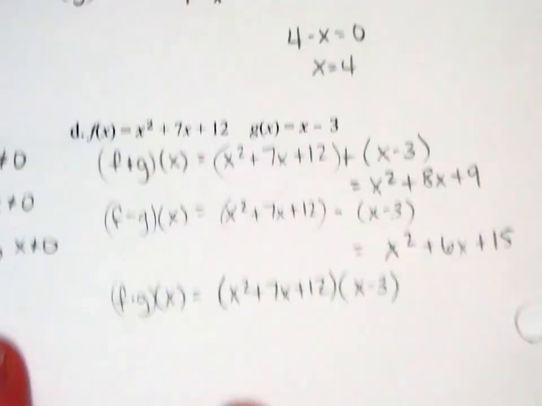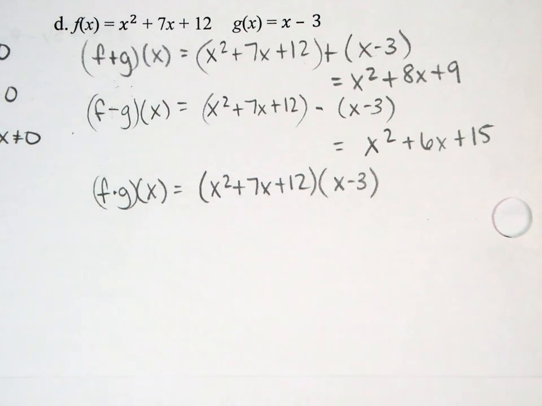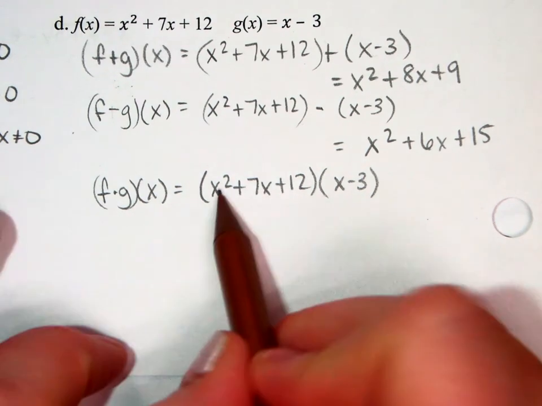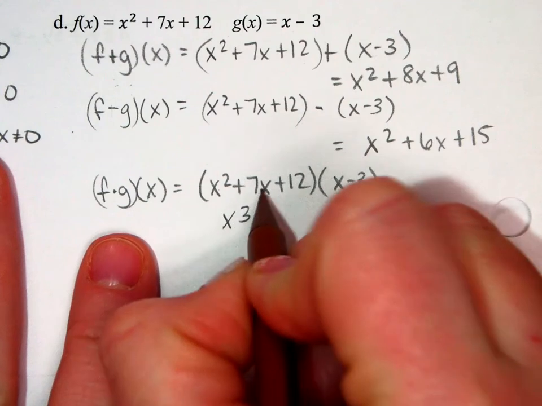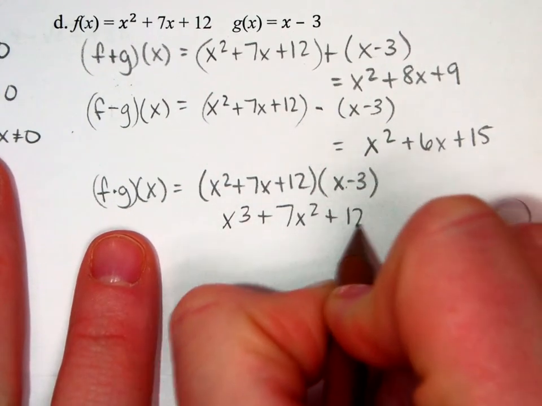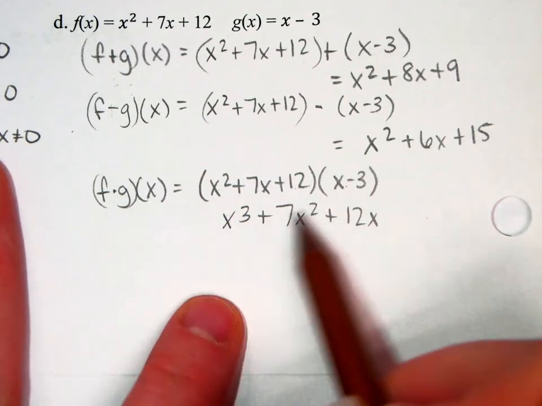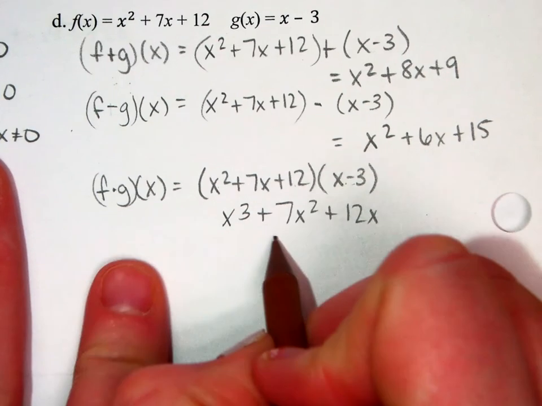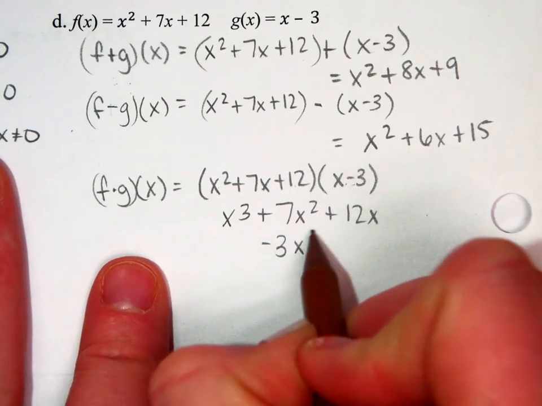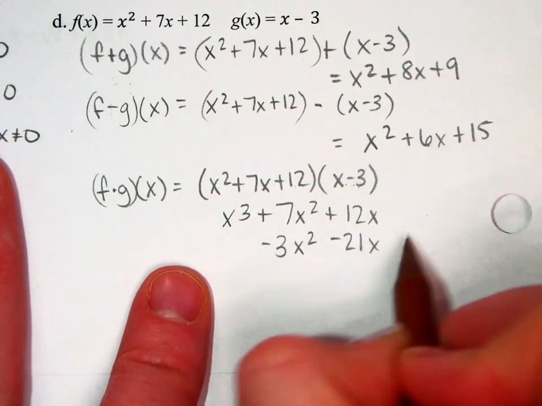This is just like what we just did in chapter 4 and 5. Make sure you distribute x and a negative 3 to all parts. So with that, I apologize, my back is killing me right now. X squared times x is x cubed. 7x times x is 7x squared. 12 times x is 12x. Now, negative 3 times x squared is negative 3x squared. Negative 21x, and then negative 36.